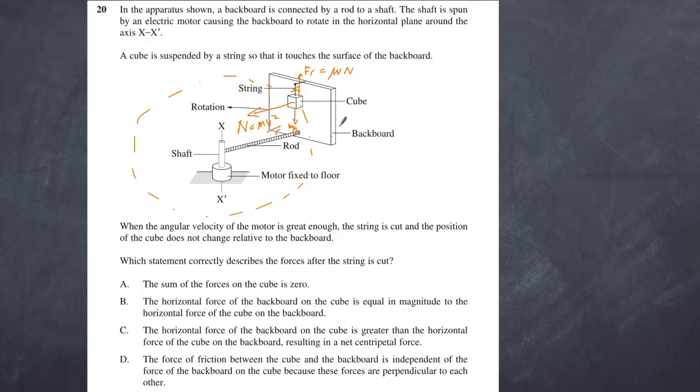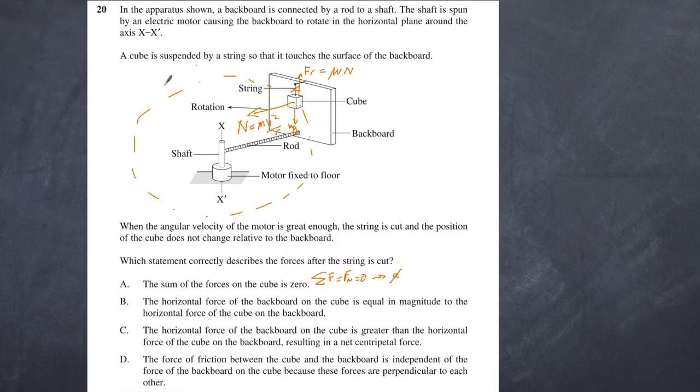So now that we have a good understanding of the situation, let's have a look at the responses and see if we can find out which is the best statement. The statement for A says the sum of the forces on the cube is 0. Now, if the sum of the forces on the cube is 0, that means we have a net force equal to 0, which means, therefore, there is no acceleration. But there is acceleration here.